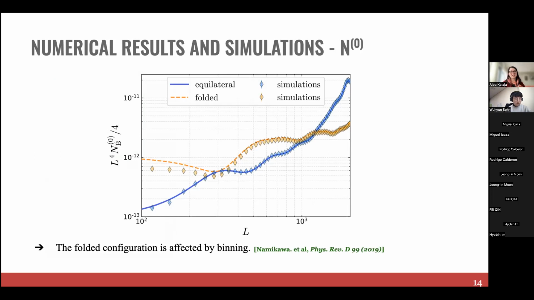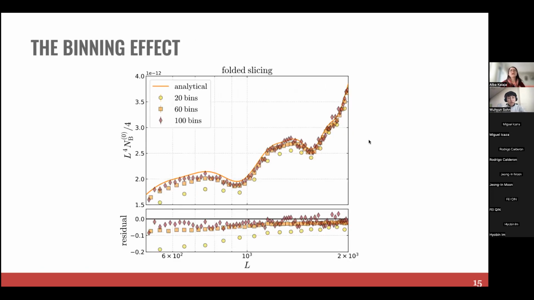And this effect was already noticed in a paper from 2019, not on noise biases, because they weren't looking at that, but on the lensing bispectrum itself. And it depends also on the configuration that you're using. As you can see, at least for N0, so for these scales, the equilateral shape is not affected by it, at least not visibly. And we see here that if you consider the folded slicing, if you change the number of bins that you're using, the result will change also dramatically.